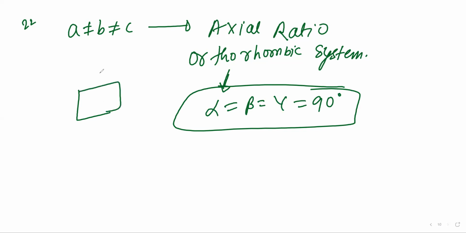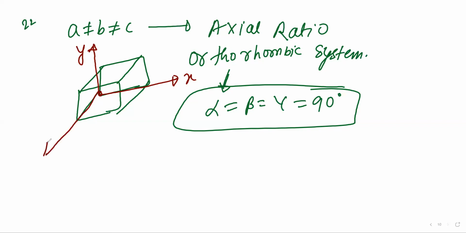You can draw the structure also. Suppose I am taking this point. This will be the x-axis, y-axis and this will be the z-axis. So these are your a, b and c, the sides, and the angles are alpha, beta and this is your gamma. So angles are equal but sides are not equal for orthorhombic. Remember these main points.